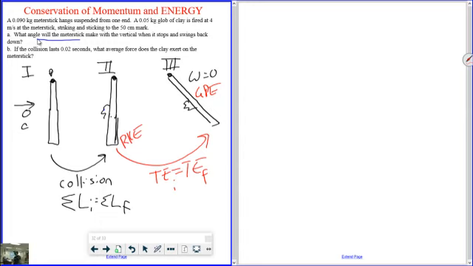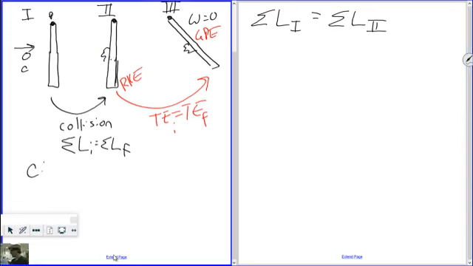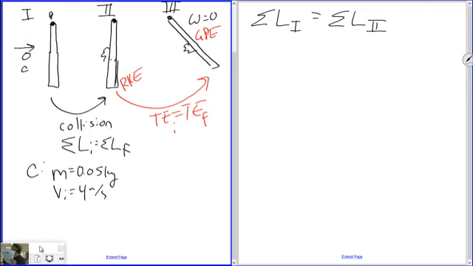Okay? All right, so let's do this. So here's what we know. We know that the total angular momentum in drawing number 1 is equal to the total angular momentum in drawing number 2. So let's see, for the clay, we know that the mass is 0.05 kilograms. We know that the initial velocity is 4 meters a second. And then we know that the radius for that chunk of clay is 0.50 meters.